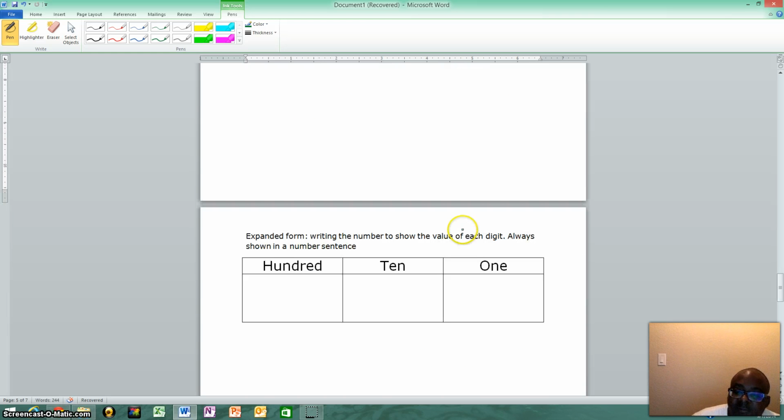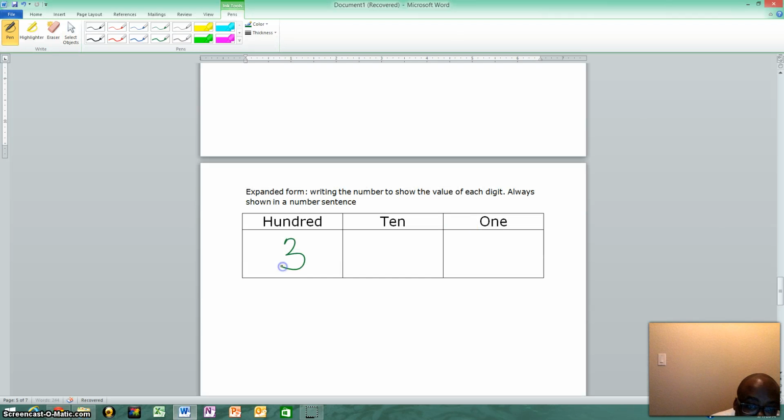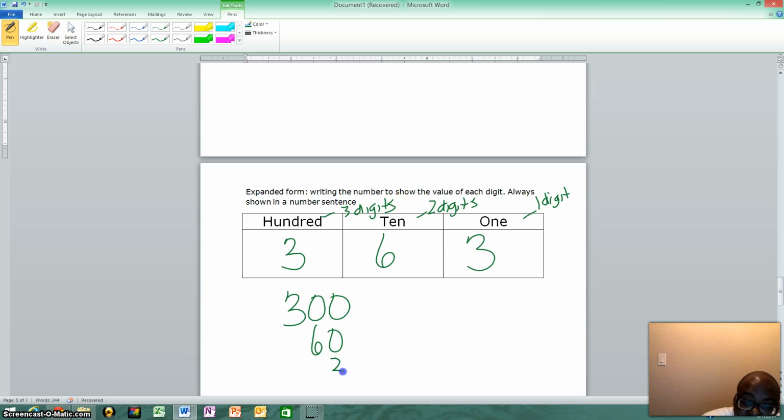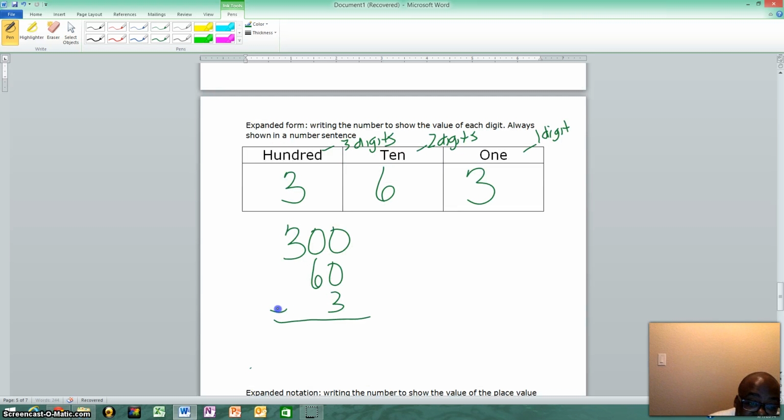Now, let's talk about expanded form. We're still talking about our same number, 363, right? When we go to expanded form, remember we expand that number out to show the value of each digit. And when we're doing that, that's going to be 300, because right here is 300. Remember, there are 3 digits in the hundreds place, 2 digits here, and then 1 digit here. So 300, because the value of that is 300 expanded out. 60, and then 3. We always show it in a number sentence. We can write it like this, or we can write it like this: 300 plus 60 plus 3. And we add them up, making sure we have all our places lined up.